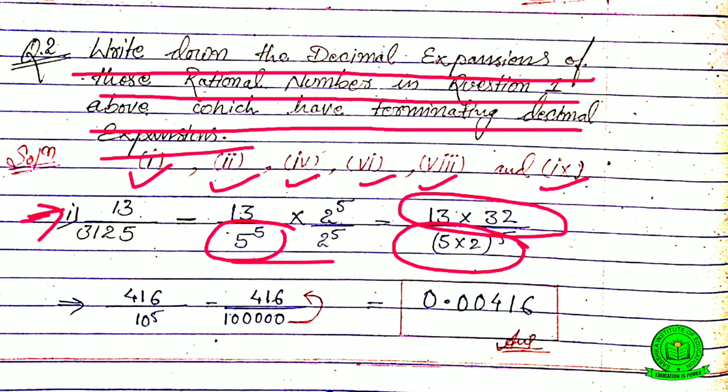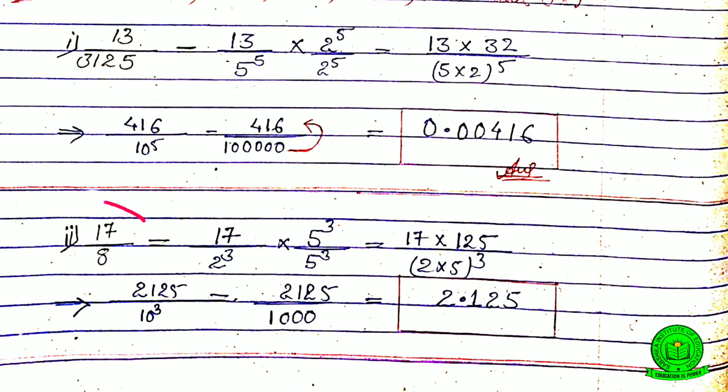If we multiply, then we will get 416, and 10 to the power 5 will change into 1 lakh. Okay, so how many zeros are there? There are 5 zeros. So we have to put the decimal point after 5 digits: 1, 2, 3, 4, 5. Okay, after 5 digits we have to write the decimal point. Same as number 1 we have to solve all the questions.